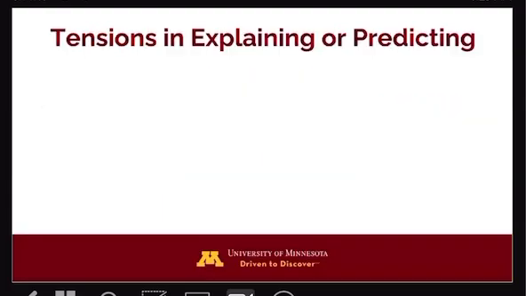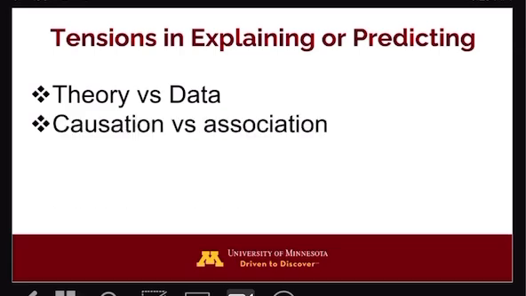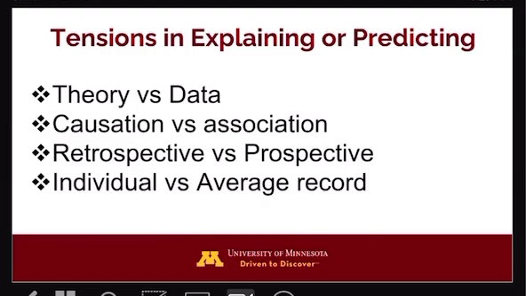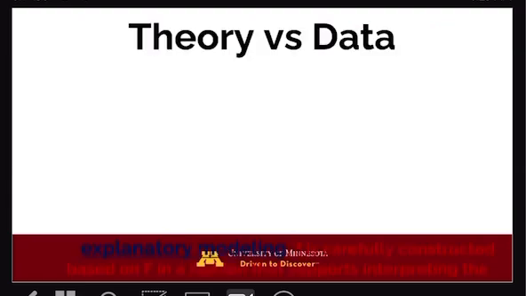Now, to shed more light on the difference between prediction and explanation, we have some tensions that I'm going to talk about: theory versus data, causation versus association, retrospective versus prospective, individual versus average record, and bias versus variance. These five are the tensions we distinguish between in explaining or predicting. I want to start with theory versus data.